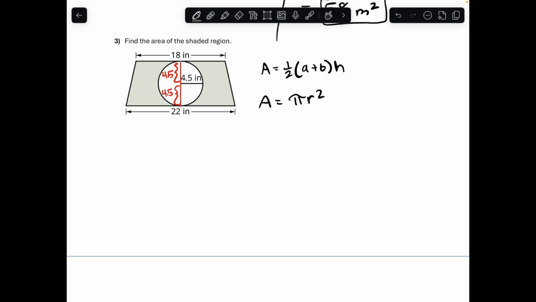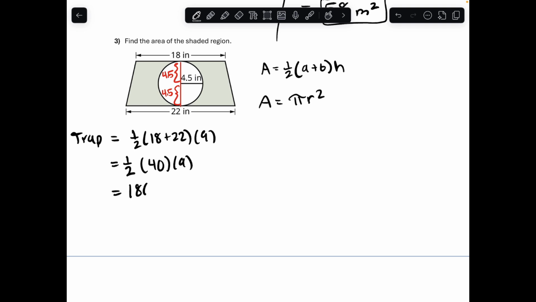With all of this, we can go ahead and find the area of our individual pieces. So let's find the area of the trapezoid first. So it's going to be 1/2 times 18 plus 22 times its height, which we said was 9 inches. And so this is going to become 1/2 times 40 times 9. 1/2 times 40 is going to be 20, and 20 times 9 is going to be 180 inches squared.